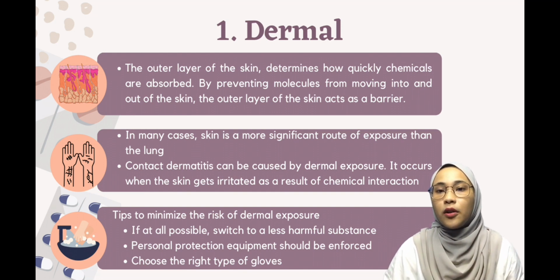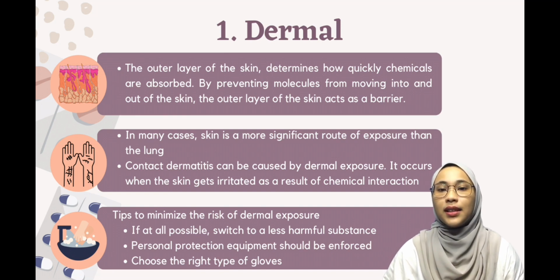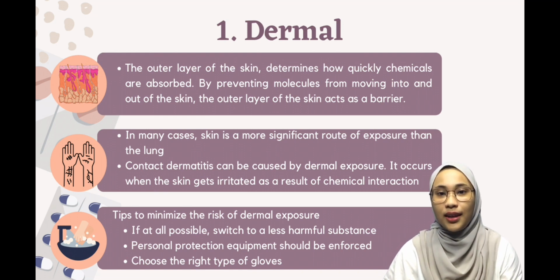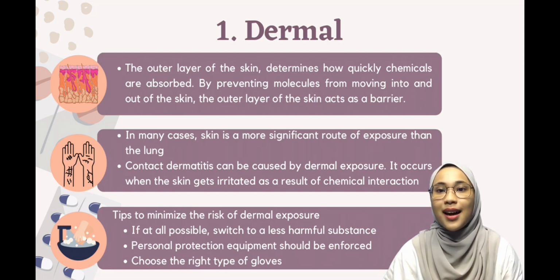First, the place on the skin where the chemical absorbs. Second, physical and chemical properties of the chemical. Third, concentration of the chemical on the skin surface. And lastly, the surface area of the skin that absorbs the chemical. Guys, in fact, chemicals are absorbed more readily through injured or cracked skin. Also, in many cases, skin is a more significant route of exposure than the lung.